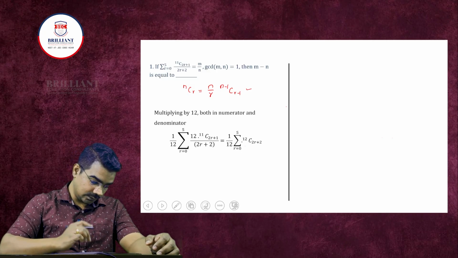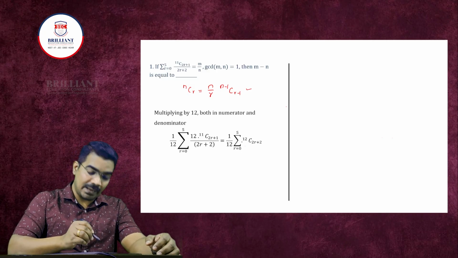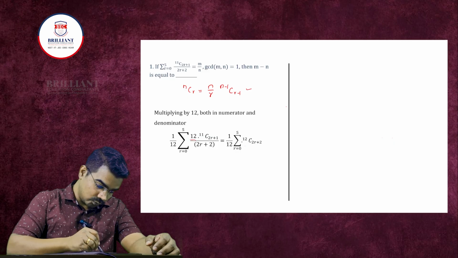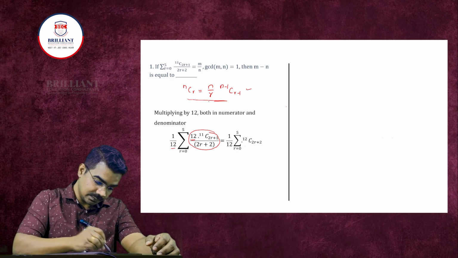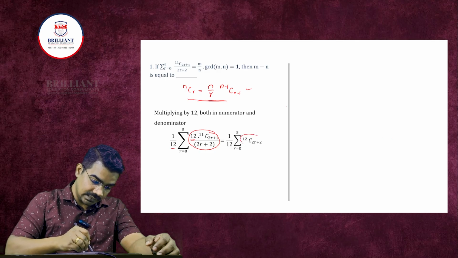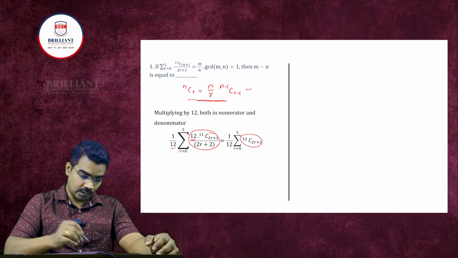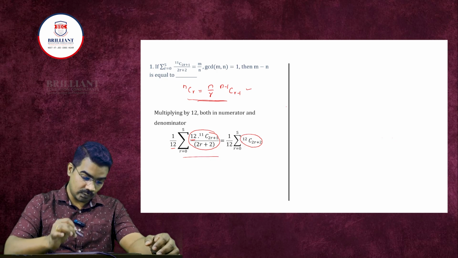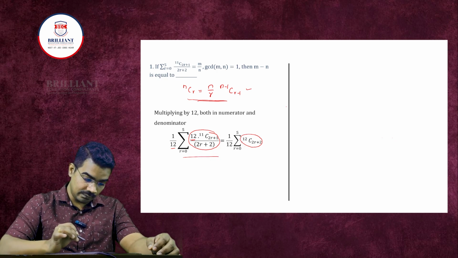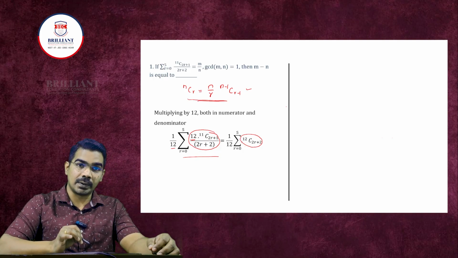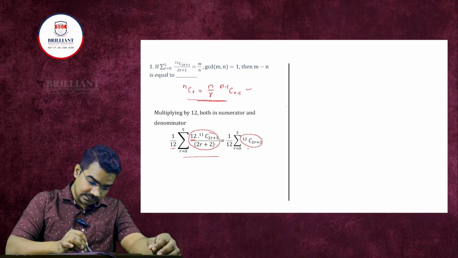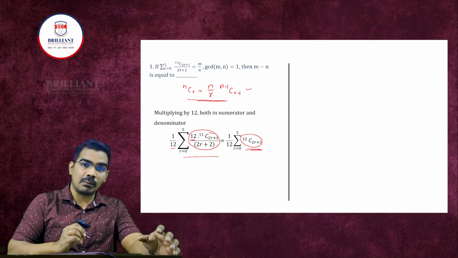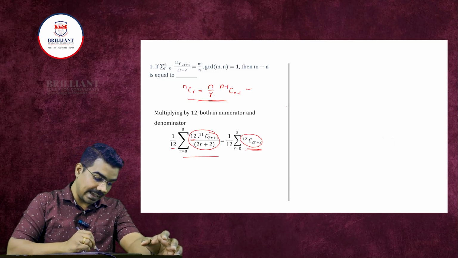So if you check the question, if we multiply in the numerator and denominator with 12, this whole term we can write with this principle as 12C(2r+2). So this whole sigma will be 1 by 12, sigma r is equal to 0 to 5, 12C(2r+2). So when you check this summation again, it is the sum of all the even coefficients except nC0.